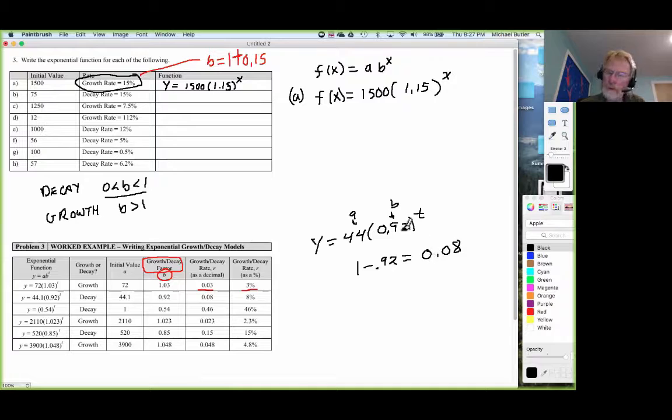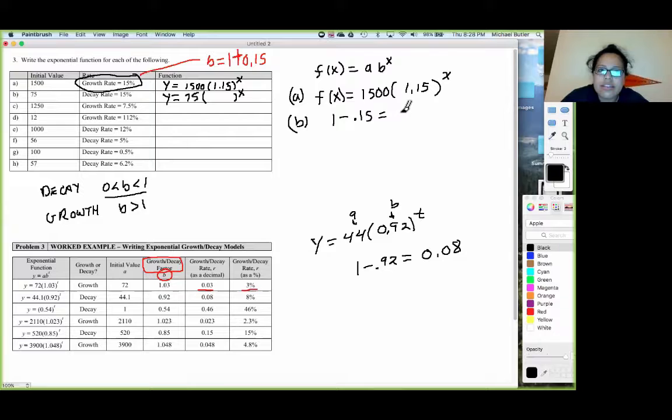Over here, the same song, second verse, y is equal to 75. That's our initial amount. But now I have to tell you what the base is. It's going to be 1 minus 0.15, which is equal to 0.85. So you think you can do the rest of these now? Okay, cool.